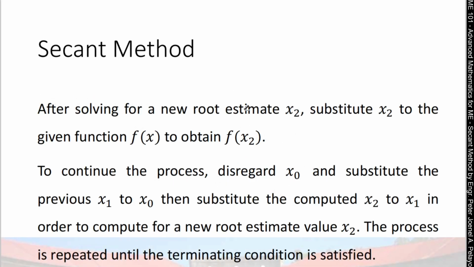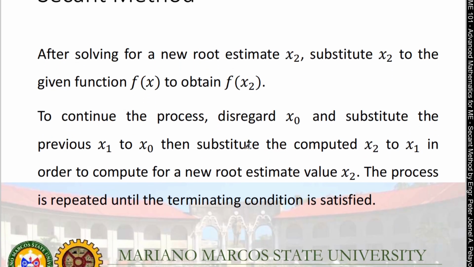Now, after solving for a new root estimate, x2, substitute x2 to the f(x) to obtain f(x2). And to continue the process, disregard x0 and substitute the previous x1 to x0. Then substitute the computed x2 to x1. So, ibig sabihin, from x0, di ba? Tapos may x1 ka. So, ito yung x2 natin. Tama. So, kung ito yung iteration 1, ang iteration 2 natin, si x1 magiging x0.